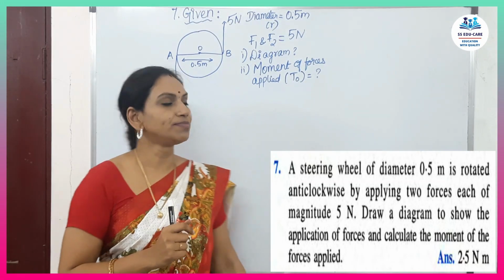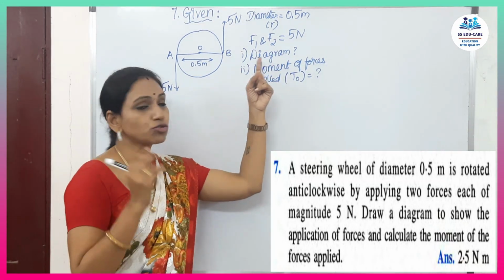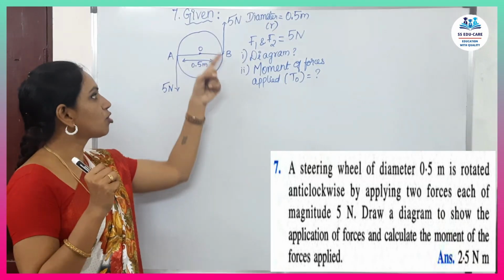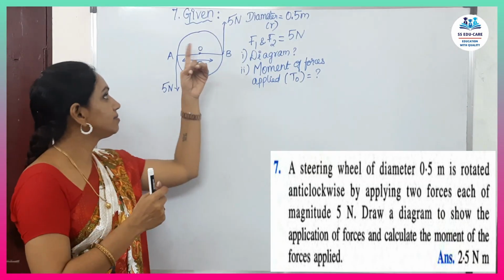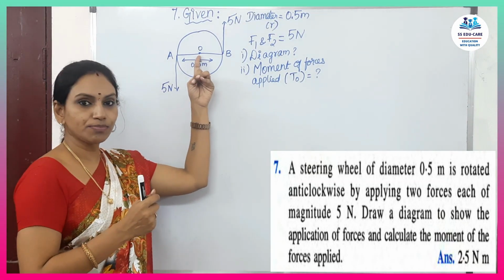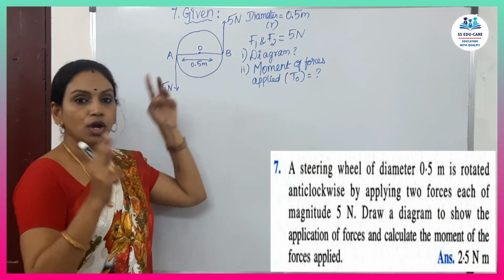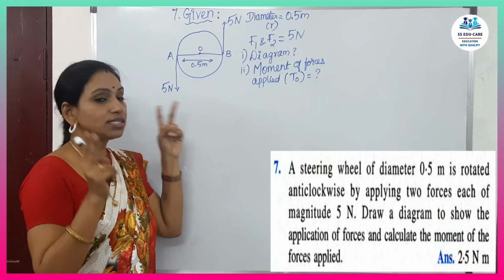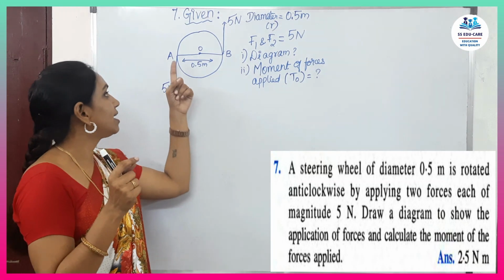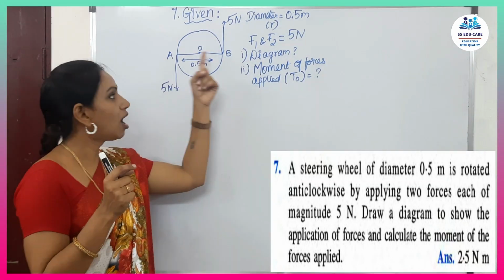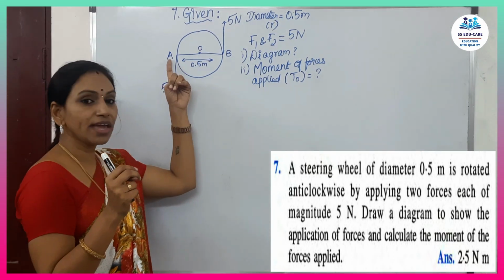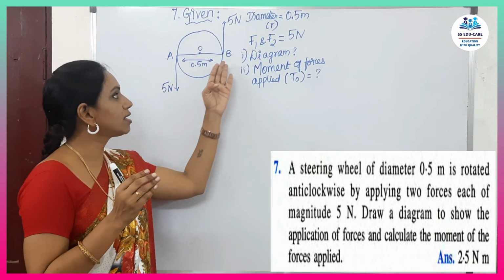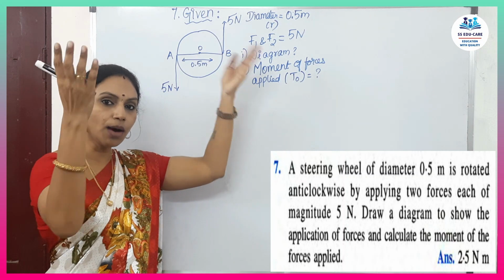Let's solve the problem. They have asked us to draw the diagram. We have drawn the diagram. A steering wheel is of course circular, pivoted at point O. Then at 2 points the forces are acting. Let me take on one end it is A and on the other end it is B. At point A the force is acting downwards and at point B the force is acting upwards.